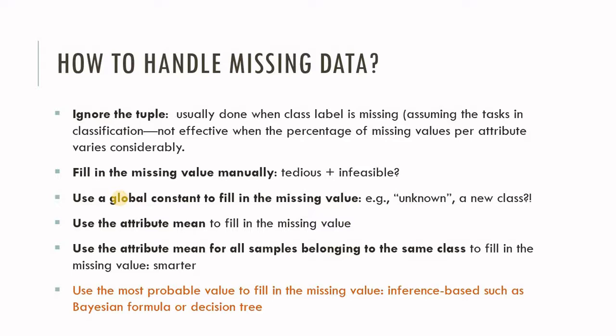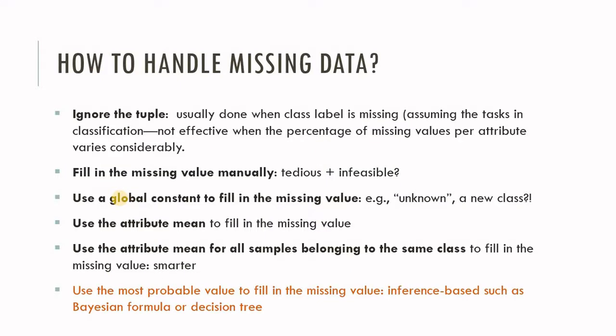Next is to use the attribute mean for all samples belonging to the same class to fill in the missing value. This is a smarter way. Suppose we are classifying customers according to credit risk. We may replace the missing value with the mean income value for customers in the same credit risk category as that of the given tuple. This is a much better way of filling the missing value. In data of the same category, use the mean value of that category.